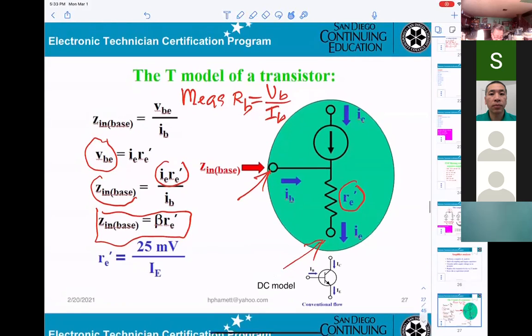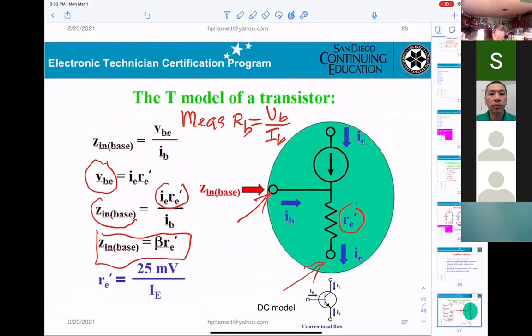And beta is, let me look at my notes here. Beta is the ratio of the collector current to the base current. That's how you would find beta. Yeah, still beta, IC over IB. Okay. Same thing, the same thing.